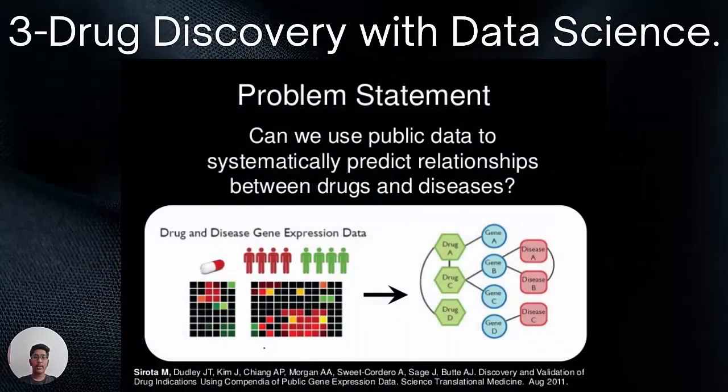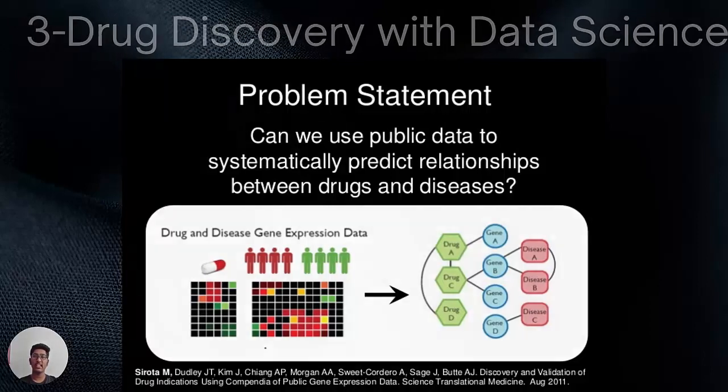The third application is drug discovery with data science. We can also discover drugs with data science. Can we predict the problem statement, or we can say, can we use public data to systematically predict relationships between drugs and diseases?